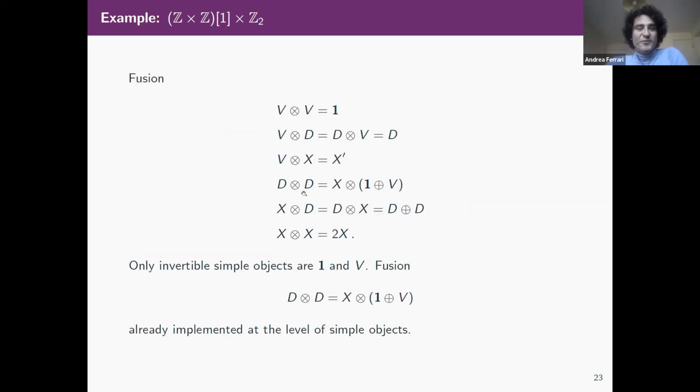So if we compute the fusion, we get a very nice structure. We see that the only invertible simple objects are 1 and B. You can see them here. And the important takeaway point perhaps here is that when we compute in this framework the fusion between D and D, we get back the condensation defect tensor with some of the other objects. And this is all implemented at the level of simple objects.